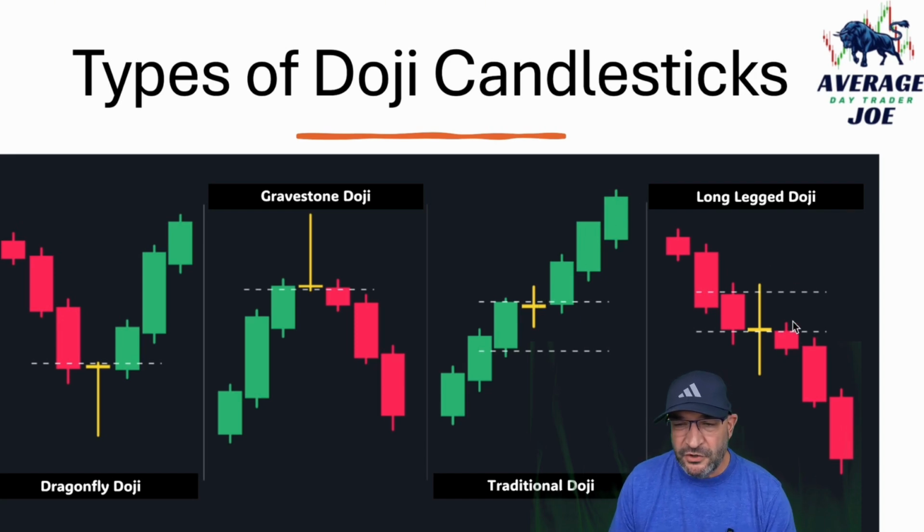However, with a longer leg doji, like you see here, it is in the seller sentiment, and when you see that longer leg doji, it's showing it can continue to push this down.